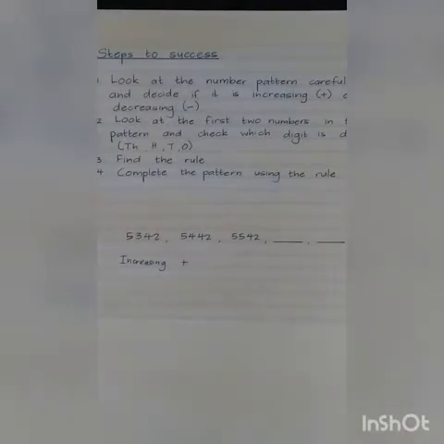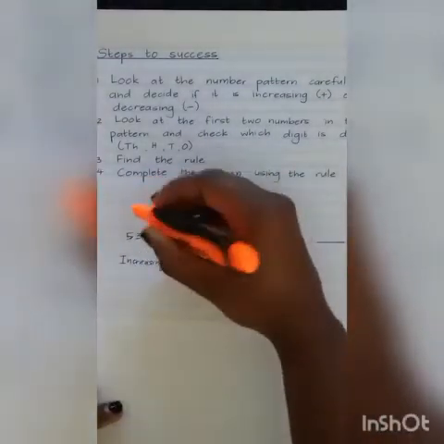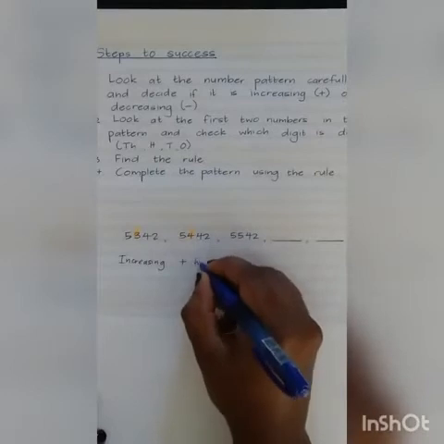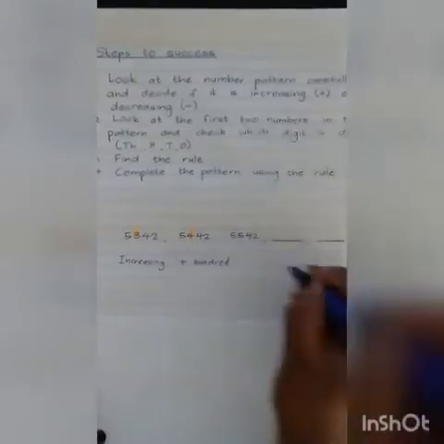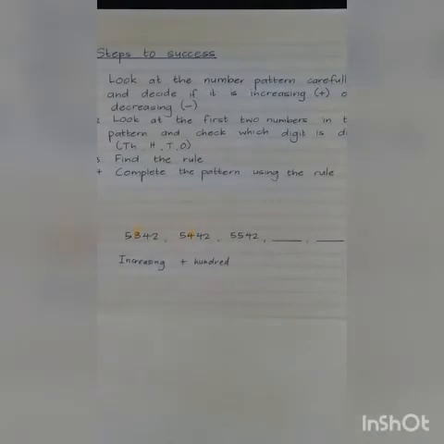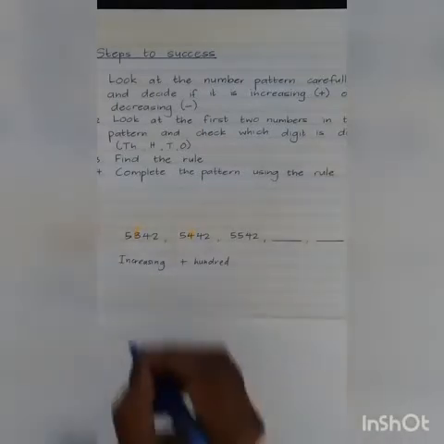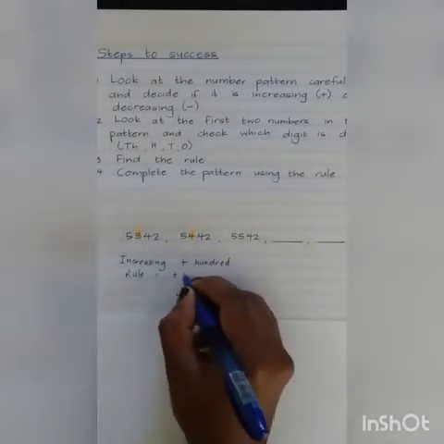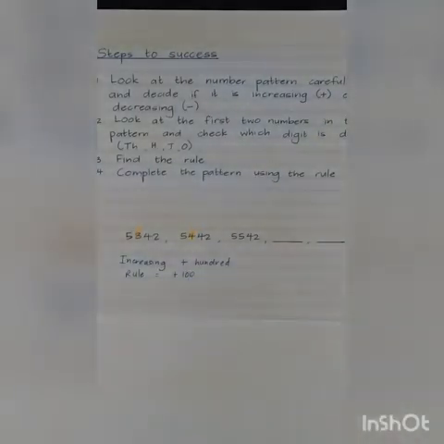Step 2. Look at the first two numbers in the pattern and check which digit is different. The digit that's different is the hundreds. So, the rule will be to add 100. Step 3. Find the rule. Rule, add 100. And step number 4, complete the pattern using the rule.